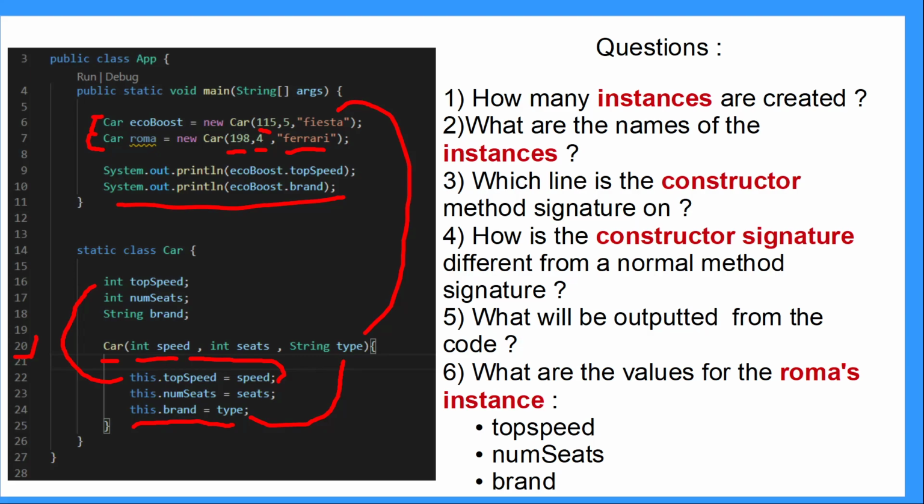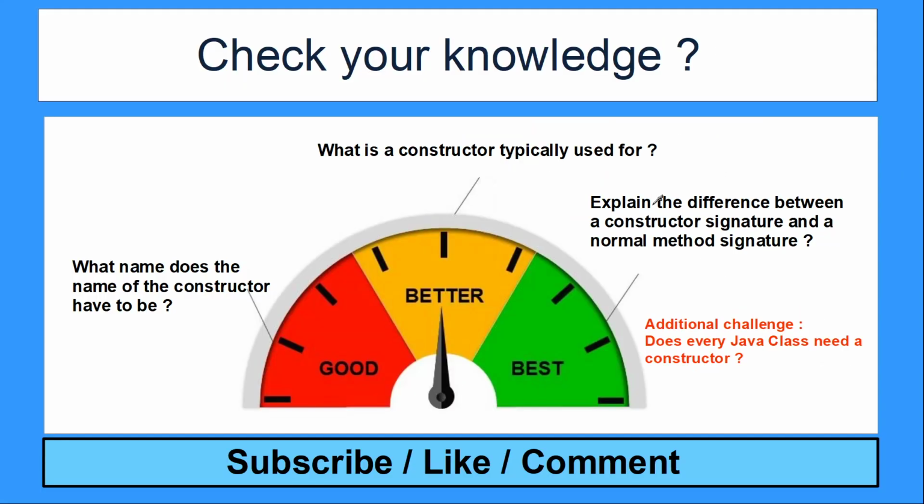So before we finish, check your knowledge. If you are able to answer this, what does the name of the constructor have to be? Then you have a good understanding of what Java constructors are. If you understand what a constructor is typically used for, then you have a better understanding. And if you are able to explain the difference between a constructor signature and a normal method signature, then I would say you have the best understanding.